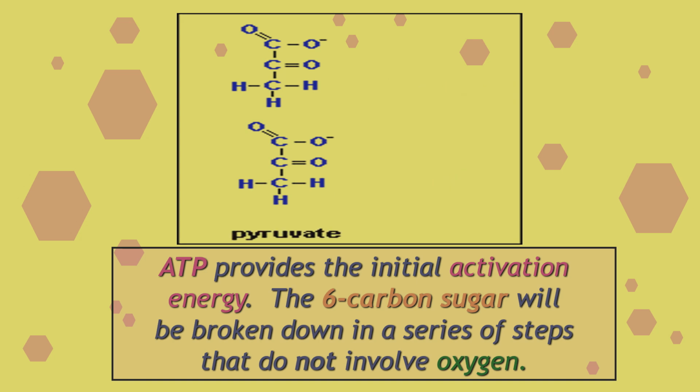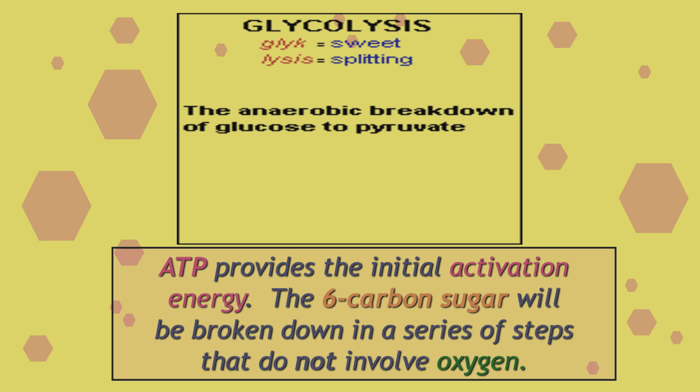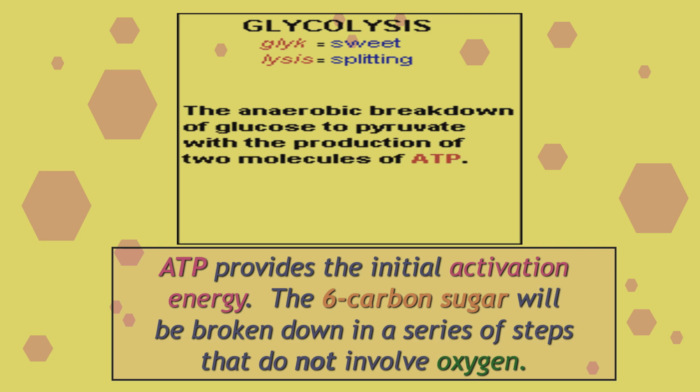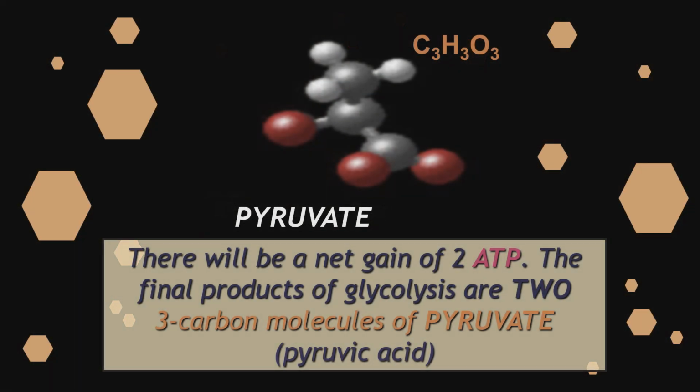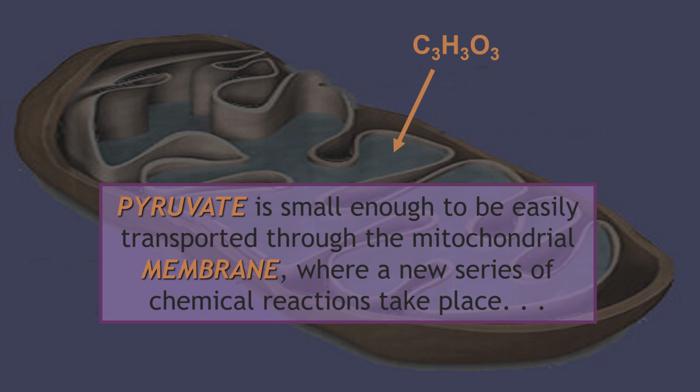So you can see it's very complicated, and there are many steps, and there's an enzyme for each step. But the important thing is it gets broken down. There will be a net gain of 2 ATP. The final products of glycolysis are 2 3-carbon molecules of pyruvate. And you can see its formula, C3H3O3. It's much smaller than the sugar. It's small enough to be easily transported through the mitochondrial membrane, where a new series of chemical reactions take place called the Krebs cycle.